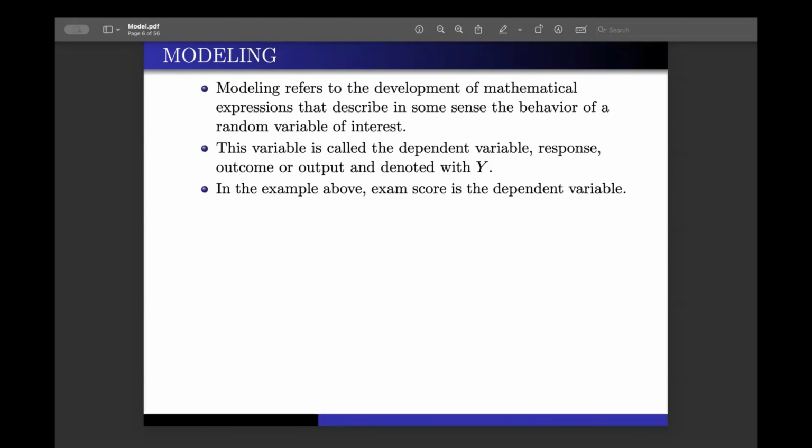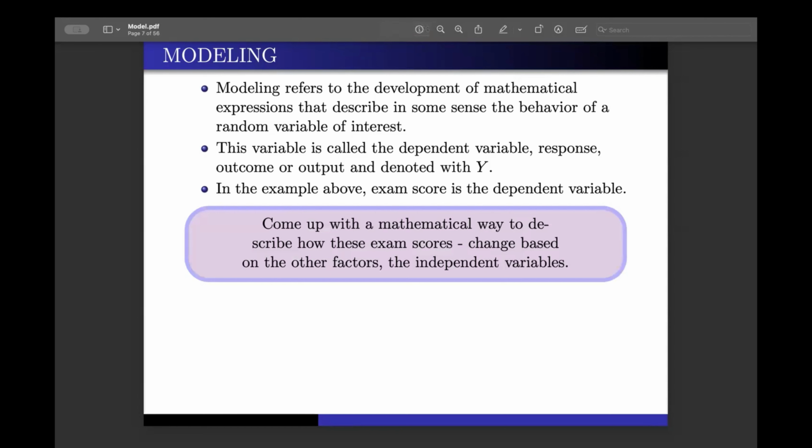Now, in the example above, the exam score is the dependent variable. And now, our goal is to come up with a mathematical way to describe how these exam scores change based on all the other influencing factors. So mathematically, this is the equation we would have. Y is equal to f of x plus e. And this looks very fancy, right?